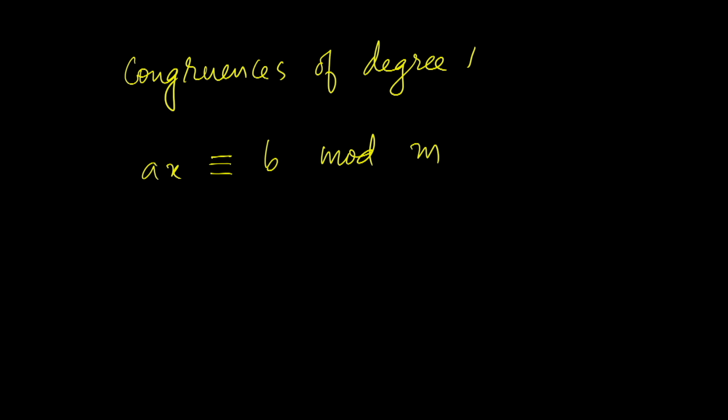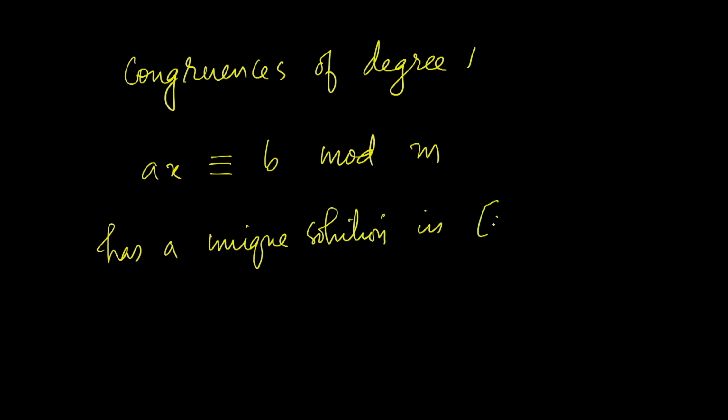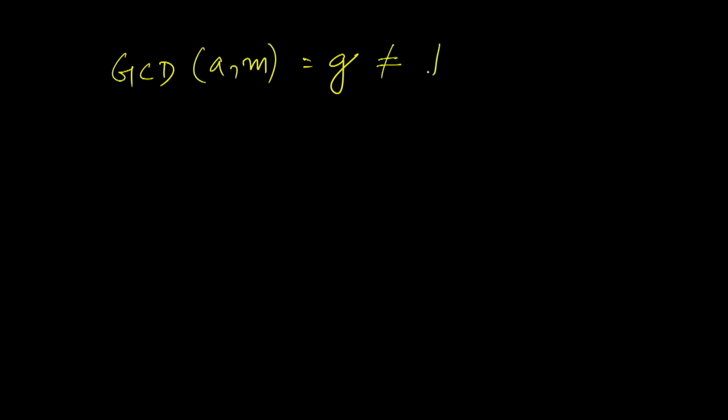By the first theorem of today, we showed that this has a unique solution in the interval 0 to m minus 1, if GCD of A and M equals 1. But now let us assume that GCD of A and M is small g, which is not equal to 1. So A and M have common factors.